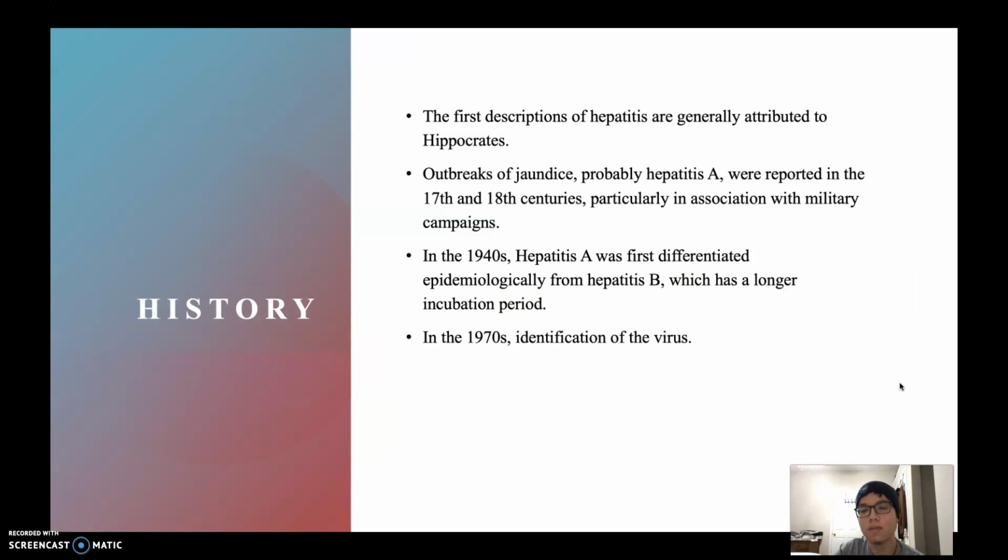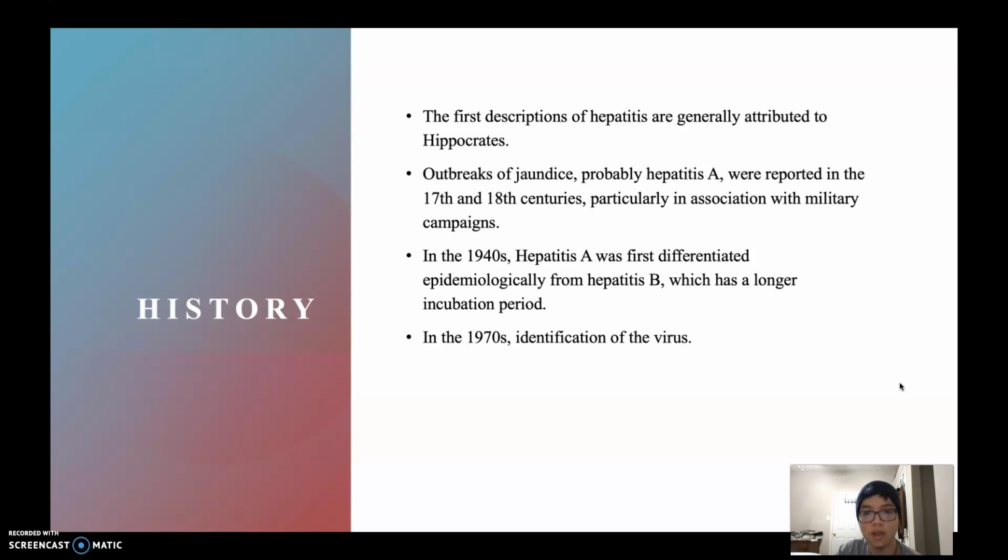And about the history of hepatitis A. So the first description of hepatitis A is generally attributed to Hippocrates. He first named the disease epidemic jaundice, and outbreaks of jaundice that happened in the 17th and 18th centuries were reported, particularly in association with military campaigns.